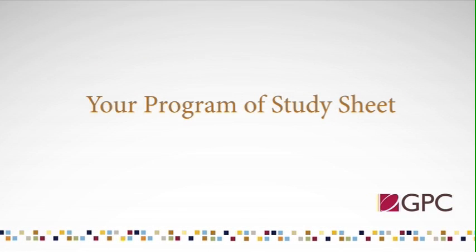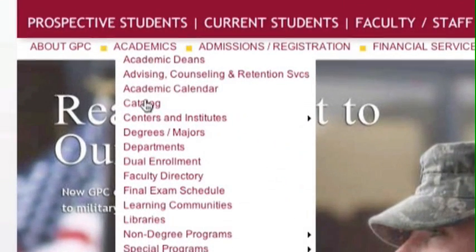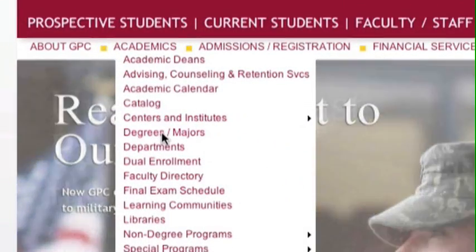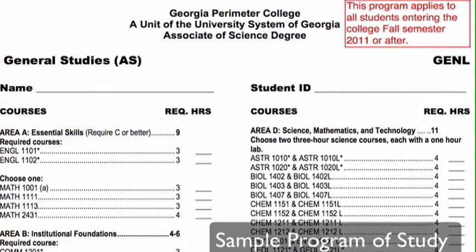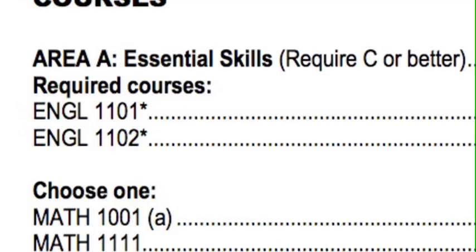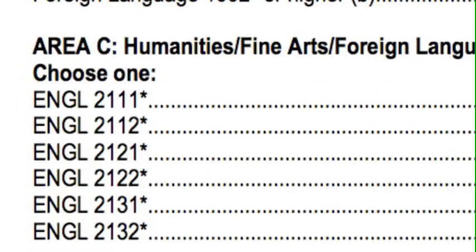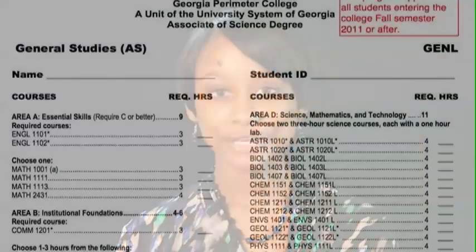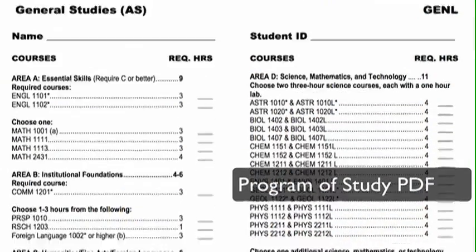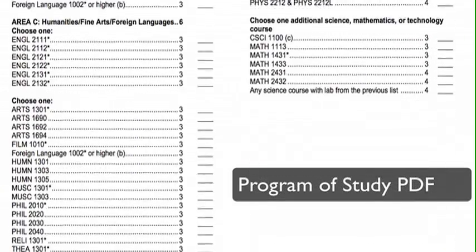We have program of study sheets available here, and again, you can find your program of study online at gpc.edu. If this is your first semester, you should begin with your required core courses in areas A through E. You can also pull up a PDF file of your program of study, but be kind to the environment and don't print it out. You can leave it up and refer to it while you are in SIS.